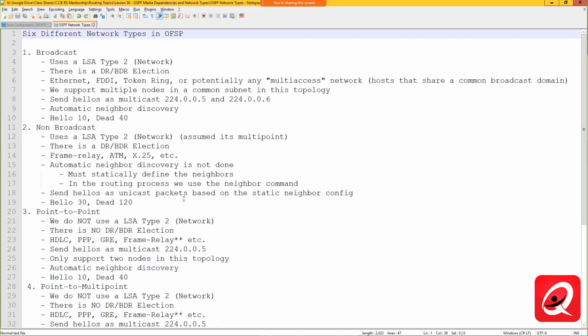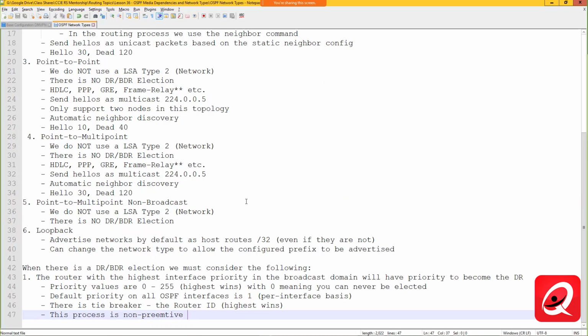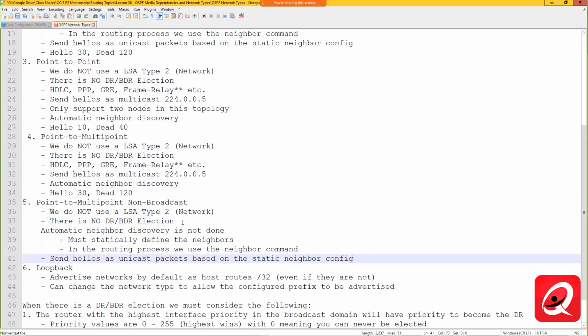Point-to-multipoint non-broadcast is exactly the same as point-to-multipoint. There is no DR/BDR election, and as with non-broadcast, automatic neighbor discovery is not done. Hello packets are sent in unicast, but you have to statically define the neighbors. All right?